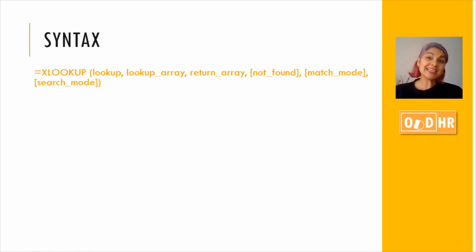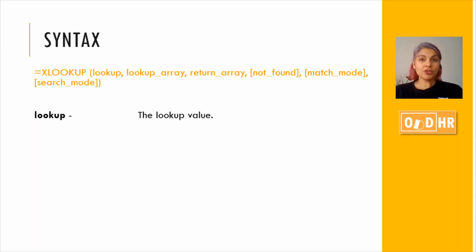So I know the syntax for the XLOOKUP function can seem like a lot. Let's look at each of these parameters and try and understand them individually. We start off with the lookup value. This is literally the value that you are trying to look up and find the matching value for.